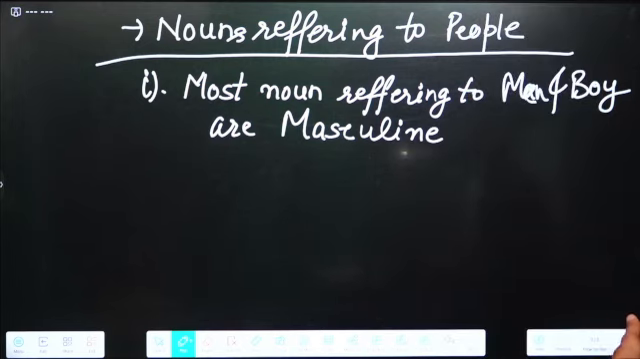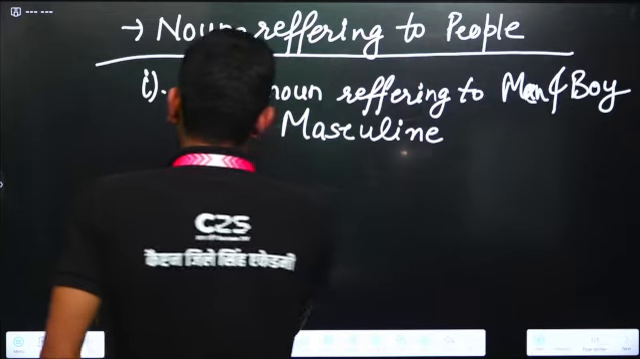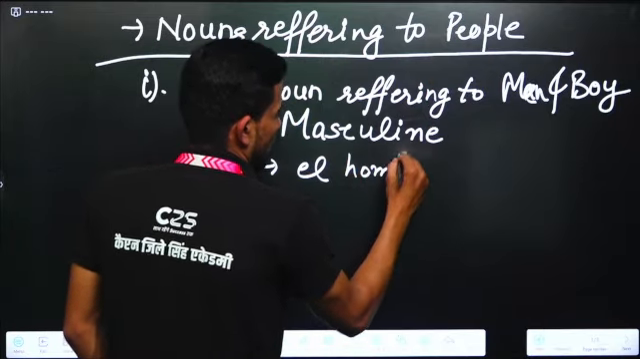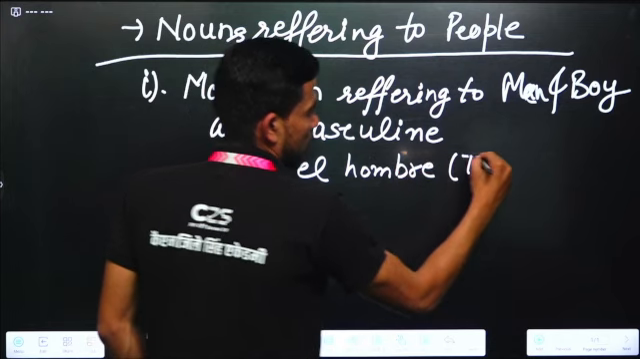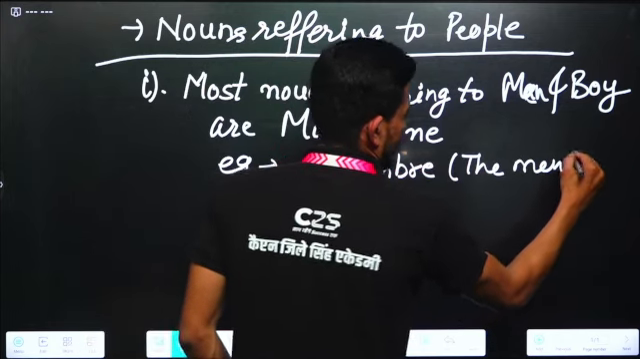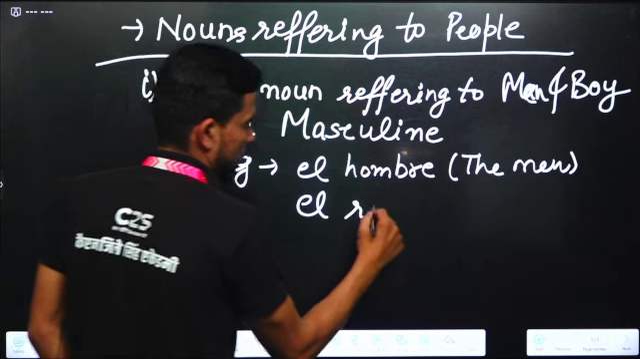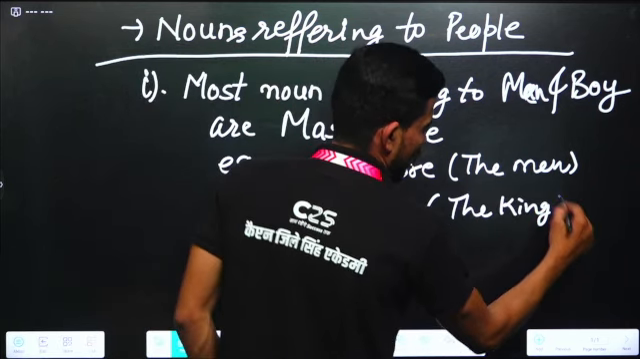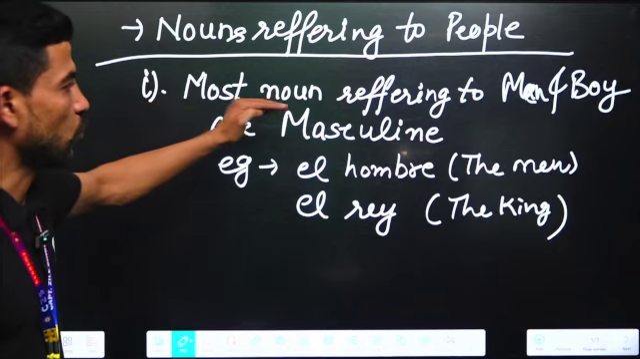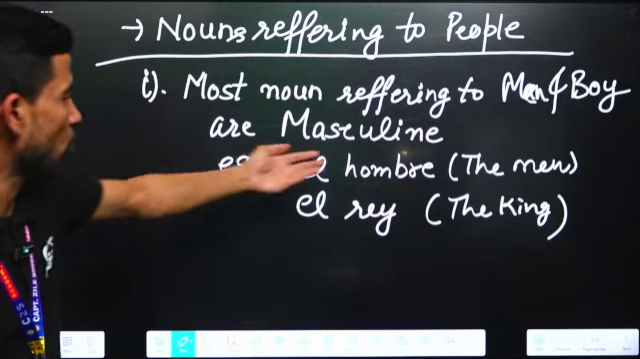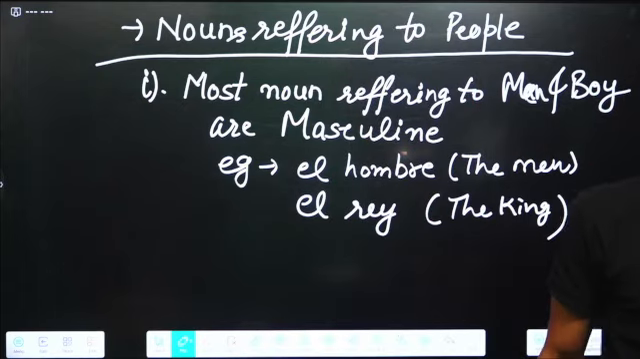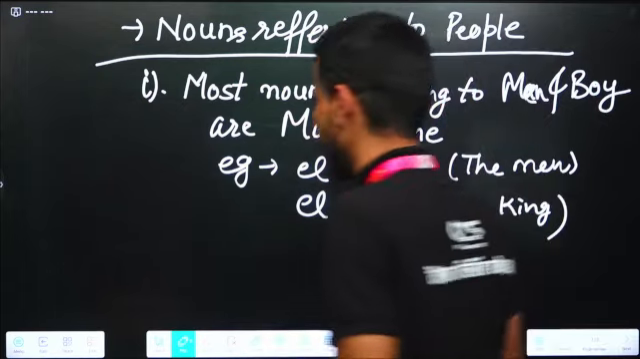El rey means the king. So most nouns referring to men and boys are masculine in Spanish. In the same way, most nouns referring to women and girls are feminine.